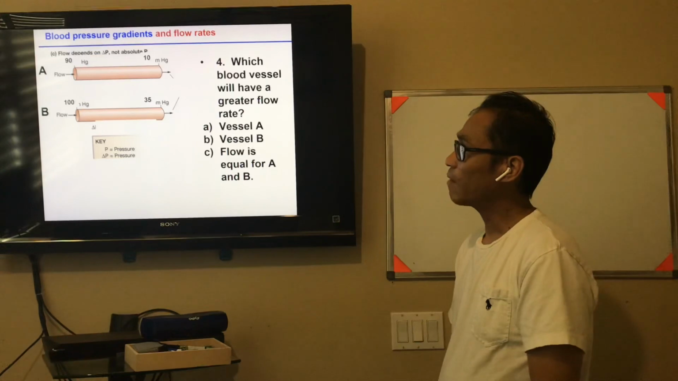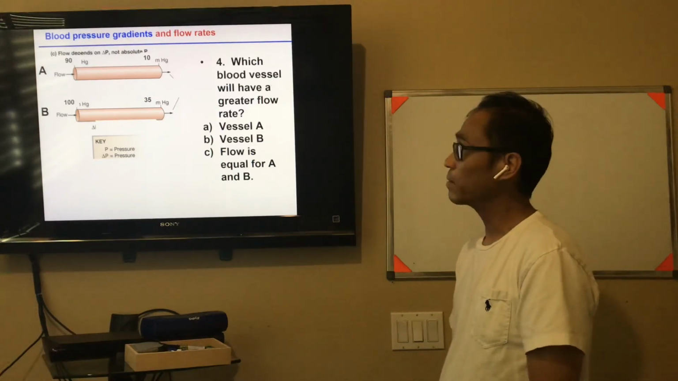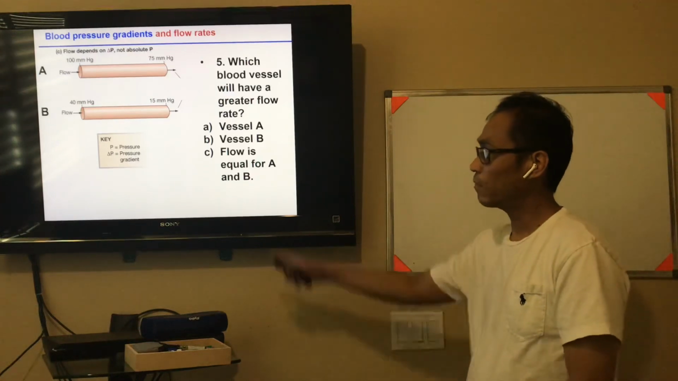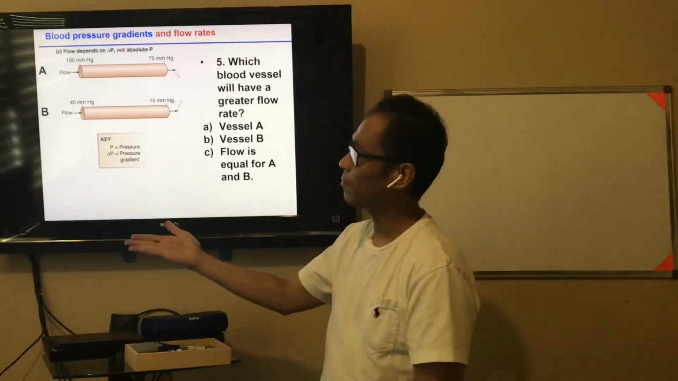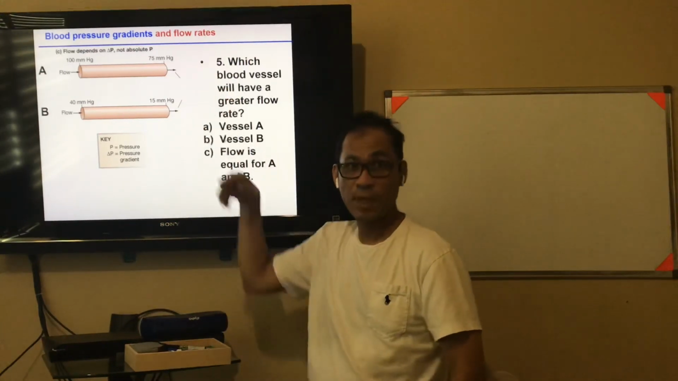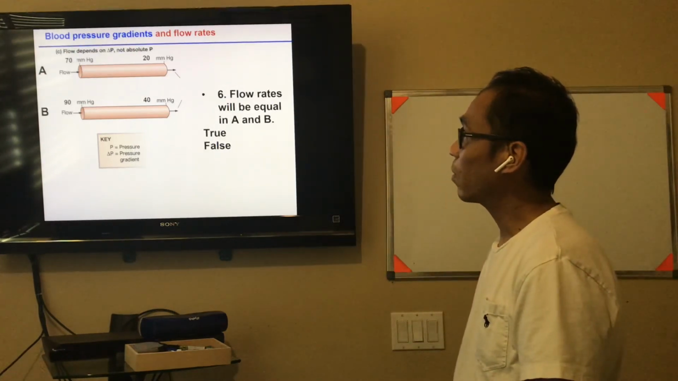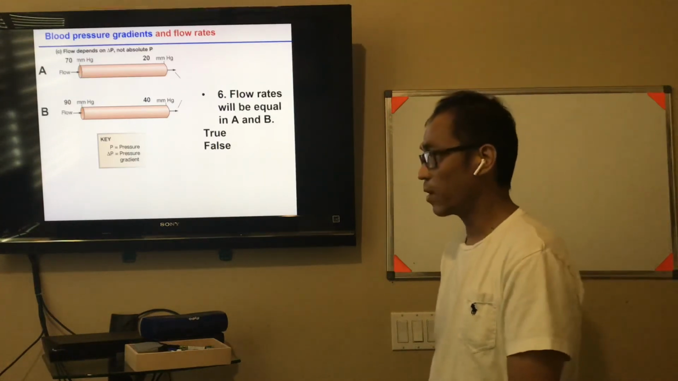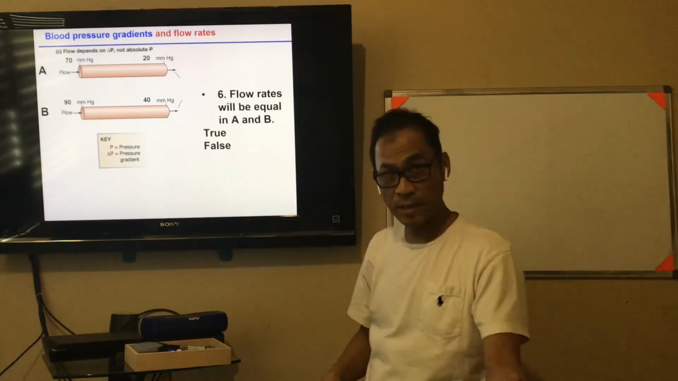Which vessel will have a greater flow rate? A will, because A has a steeper gradient. What about now? Which will have a greater flow rate? Flow is equal for A and B because the gradient is the same, a difference of 25 in both cases. Flow rates will be equal in A and B. That is true because the gradient is 50 in both cases. 50 here, 50 here. That's the gradient.